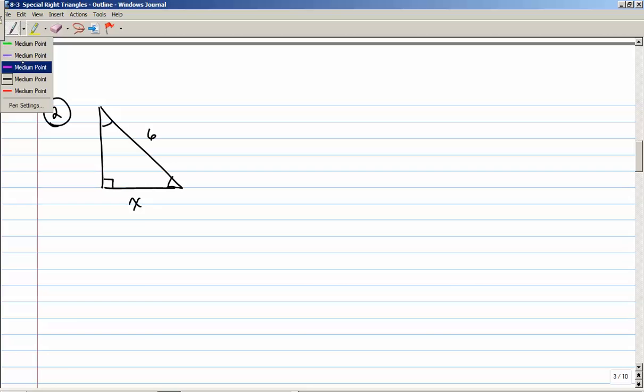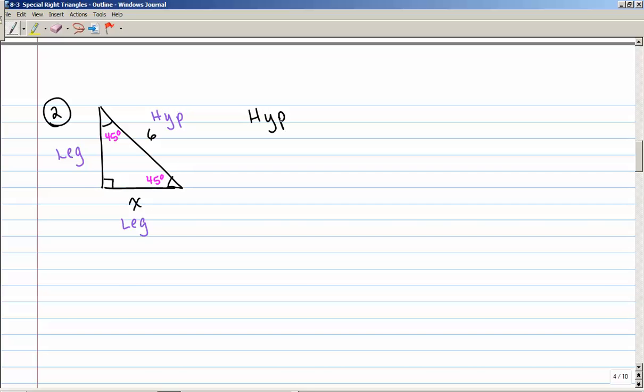Here we have another 45-45-90 right triangle, and I know that because these two angles are congruent, and it's a right triangle, so each must be half of 90. Here I have my leg. I have another leg over here, which I know also has to equal x, and 6 is my hypotenuse. So again, now I have to find the length of the leg. I'm going to use my formula.